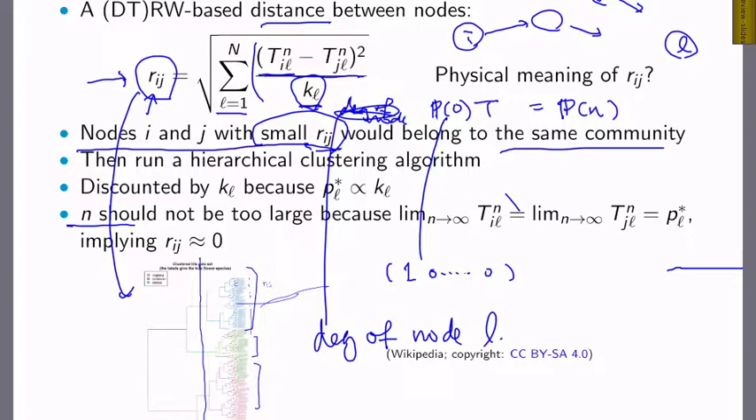If n is very large, then this becomes very difficult because regardless of the starting node i or j, this probability approaches the stationary density at l. If this is the case, then this quantity becomes 0 more or less, so all the distances become 0, so all the nodes are similar. So we have to ensure that n shouldn't be too large.